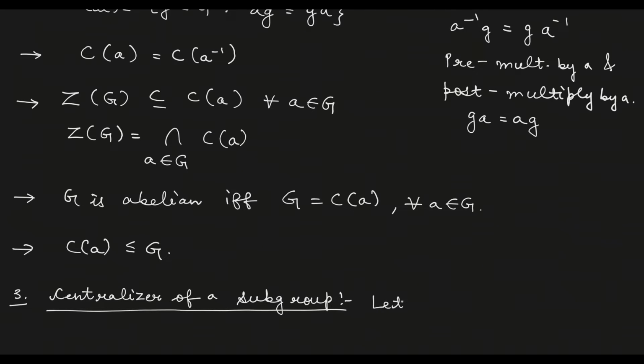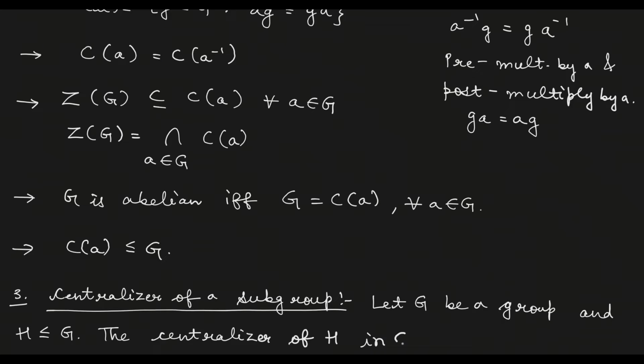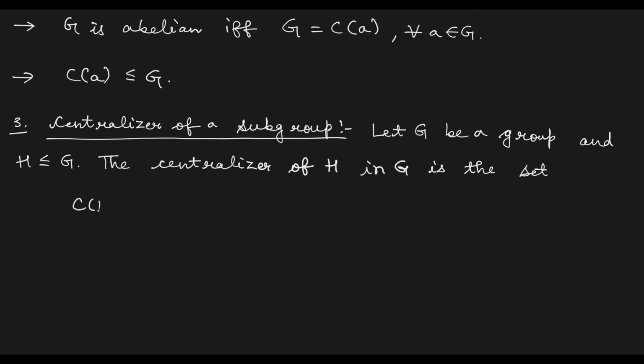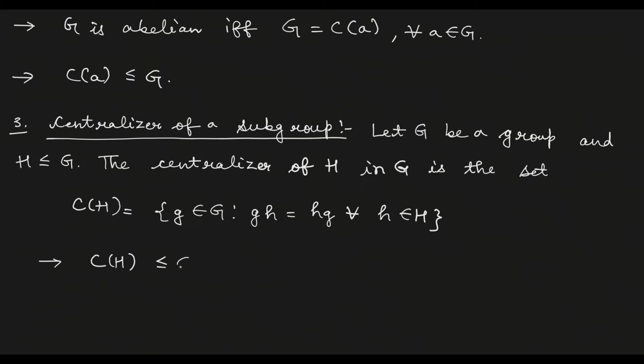Let G be a group and H be a subgroup of G. The centralizer of H in G is the set C(H) equals {g belongs to G such that gh equals hg for all h belongs to H}. The centralizer of H is a subgroup of G.